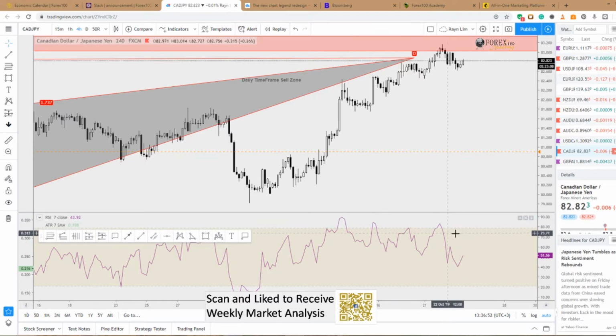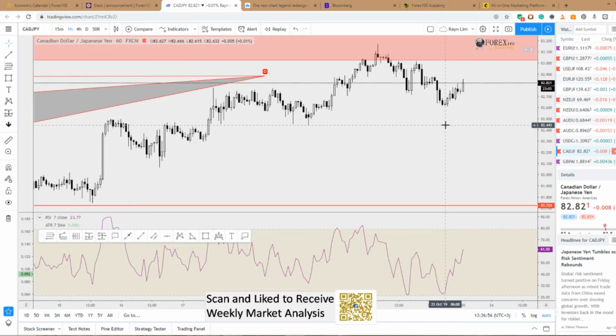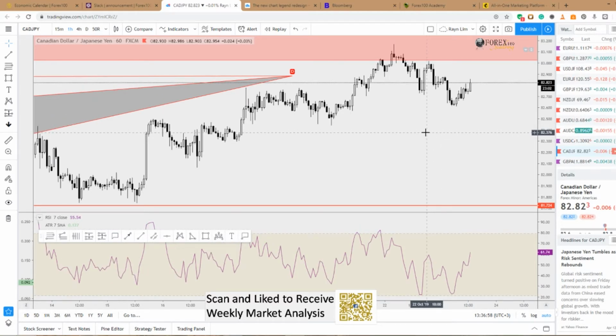Yeah, so RSI getting lower, price getting higher, it's a good sign for me. Down to the 1-hour chart, nothing much for this at this moment right now.